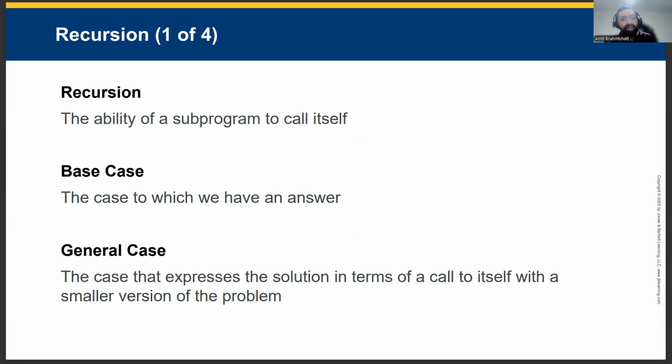The slide identifies two essential parts of a recursive algorithm: the base case, which is the simplest instance of the problem that has a direct answer, and the general case, which expresses the solution in terms of itself but with a smaller input. Without a proper base case, recursion would continue forever.